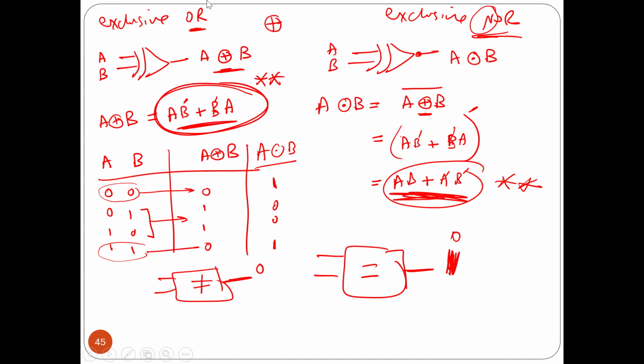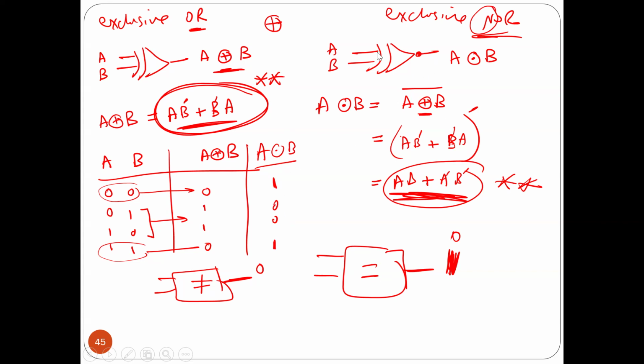I told you in the case of exclusive OR, if the two inputs are equal, meaning 0, 0 or 1, 1, you get 0. If they are not equal, you get 1. Here it is the opposite. If the two inputs are equal, you get 1. If not equal, you get 0.